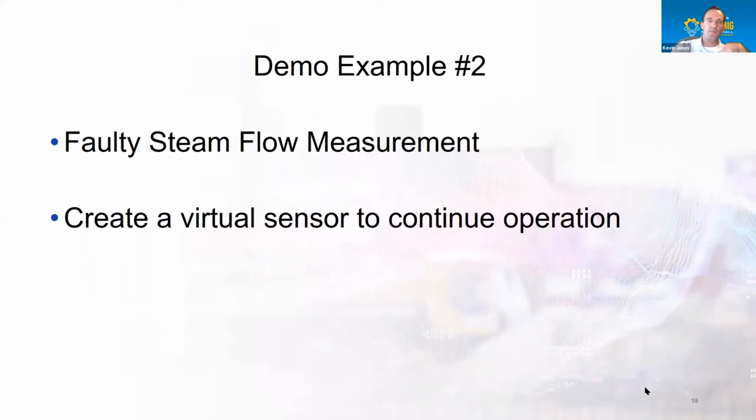So next example is again related to a boiler, and in this case we've got a faulty steam flow measurement. And what we're going to do is we're going to create a virtual sensor to continue operations. This way the operators can continue to operate the boiler, not have to take an outage or put in a work order to see what the steam flow coming out of the boiler is. In this case, we'll highlight our multivariable modeling tools, again, in a very ad hoc, self-service way.